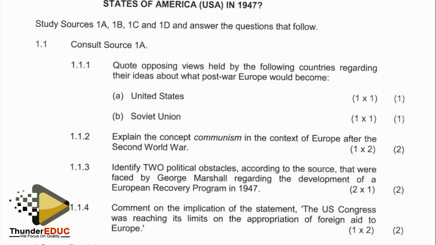Because the mark allocation is 1 by 2, it means it's one response with 2 marks. The first one is one response with 1 mark each. So it implies that there is a difference between this type of question and this type of question. It also means the response that you are going to give here will be different from what you are going to give here.